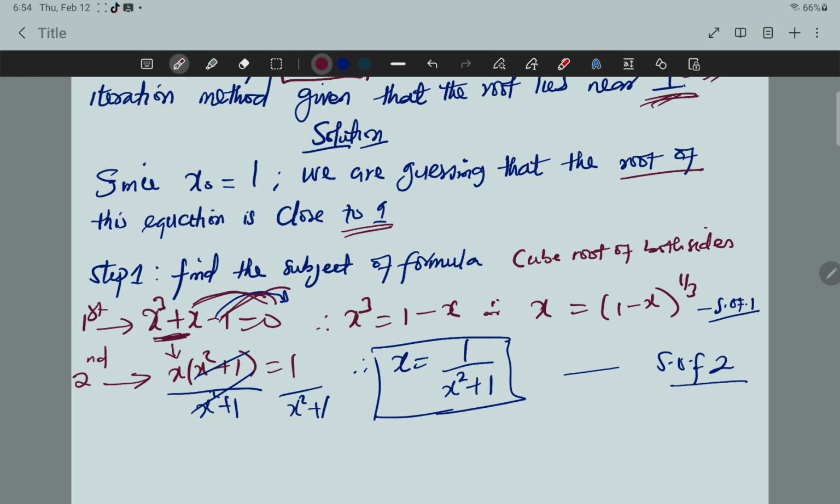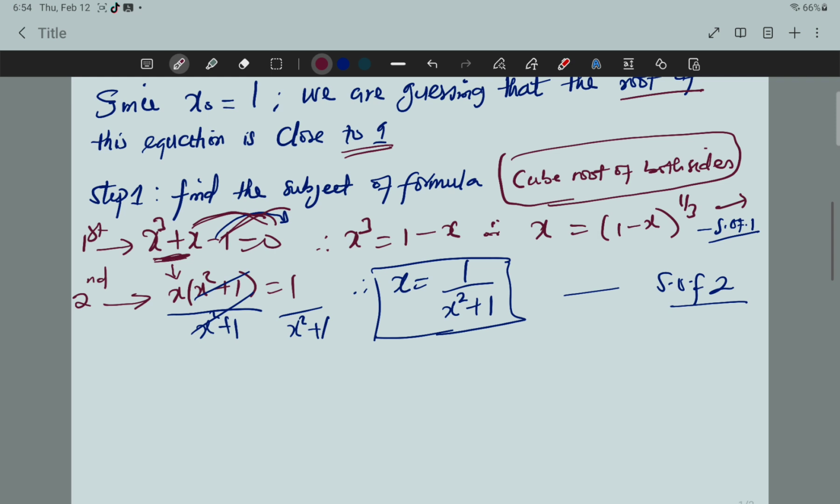Is that clear? And so when you have x to the power of 3 is equal to 1 minus x, you can as well say that x is equal to (1 minus x) raised to the power 1 over 3. What did you do? You took the cube root of both sides. That will now be what we call subject of formula 1, or you can call it equation 1.